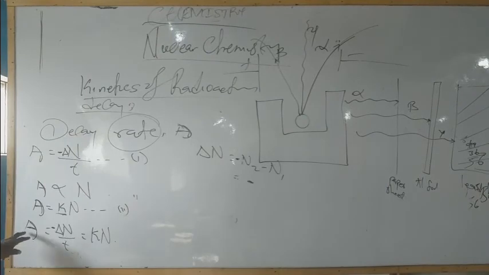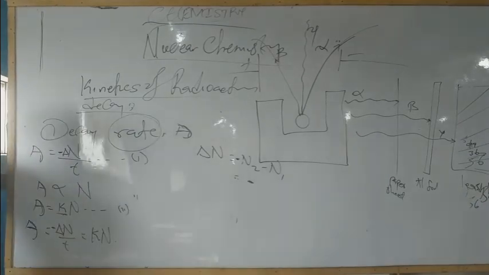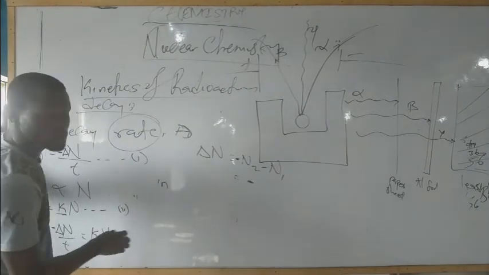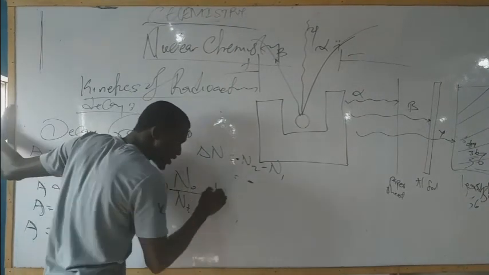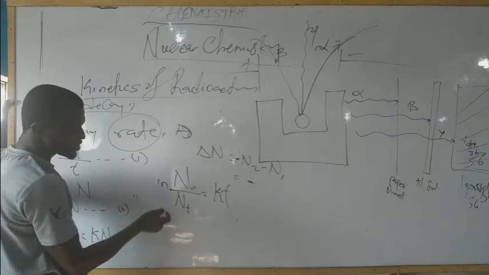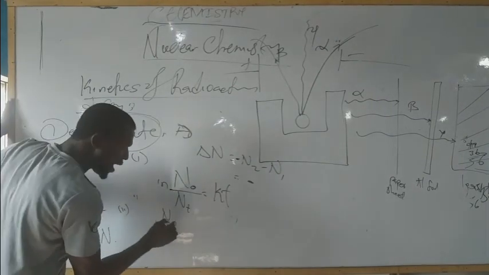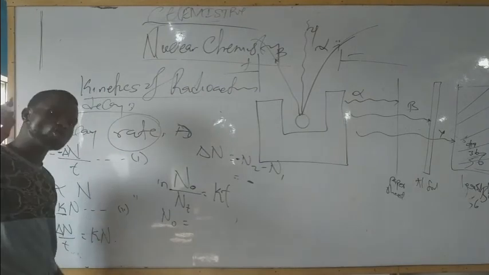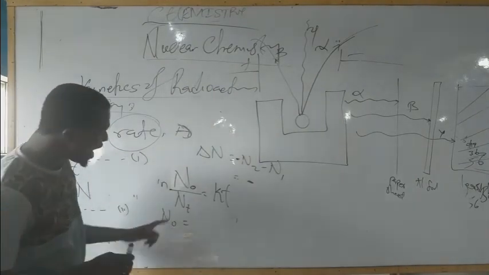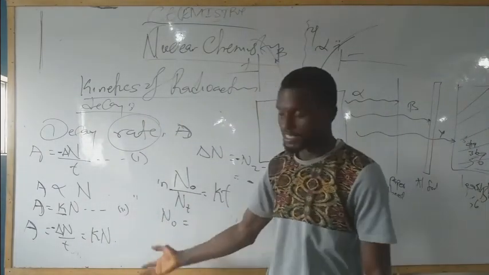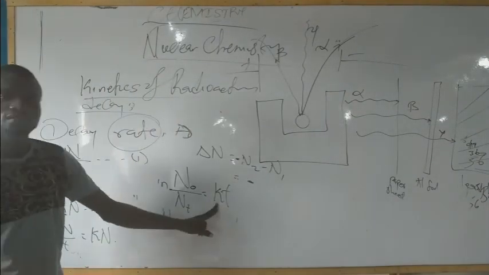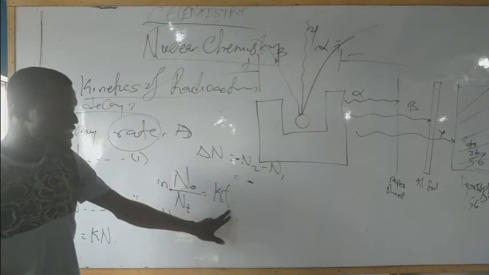So in that case, we have decay rate equal to negative ΔN over Δt equal to KN. Now, when we integrate this with respect to time, we have ln N0 over Nt equal to Kt. Here, N0 means the number of radioactive nuclei present at time t equal to 0, that is, at the start of the experiment. Nt means the number of radioactive nuclei present after some time t, K is our decay constant, and t here is the time.